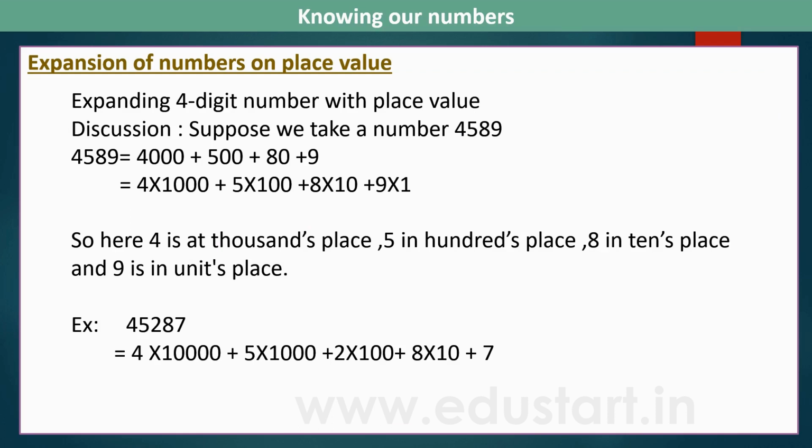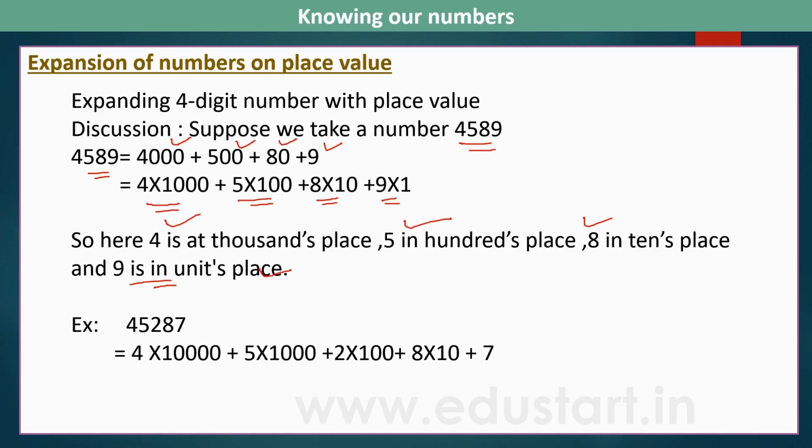Expansion of numbers on place value. Expanding a 4-digit number with place value. Suppose we take the number 4589. Now 4589 is equal to 4580 plus 9. 4000 is equal to 4 into 1000, 500 is equal to 5 into 100, 80 is equal to 8 into 10, and 9 is equal to 9 into 1. So it means 4 is at thousands place, 5 is at hundreds place, 8 is in tens place and 9 is units place.